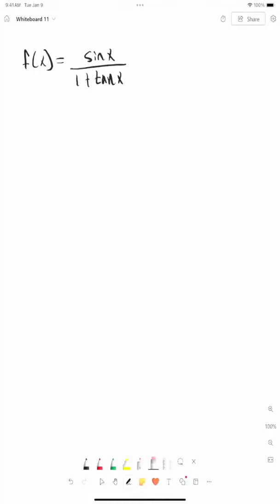Alright, so let's go ahead and solve this one by using some trigonometric identities. This one's a bit of a confusing one. So we know we're going to have to use the quotient rule here. So we'll start off with assigning the g of x and f of x to both of these.